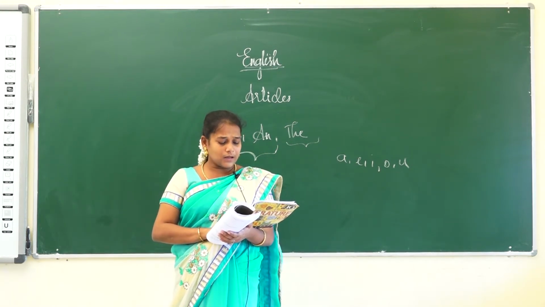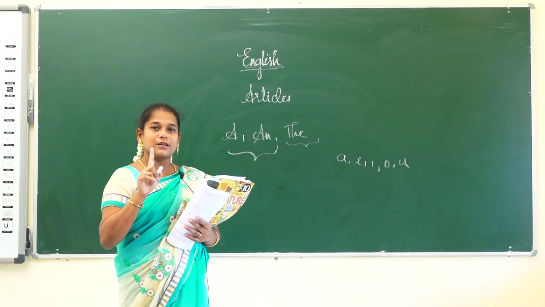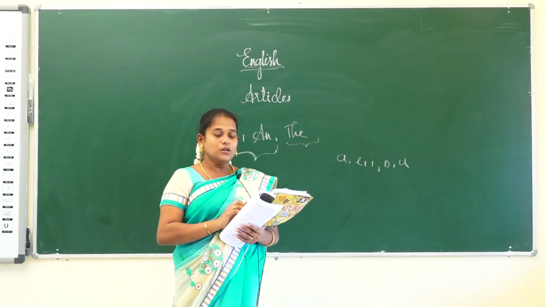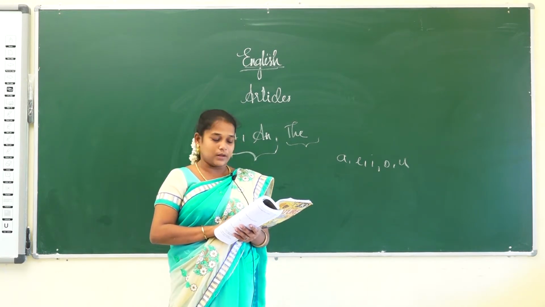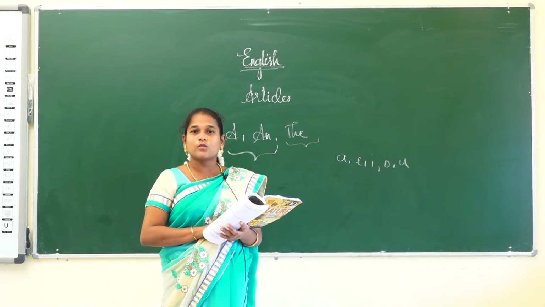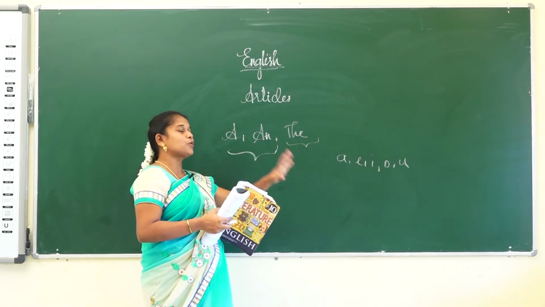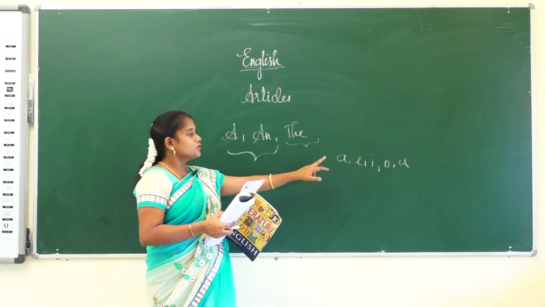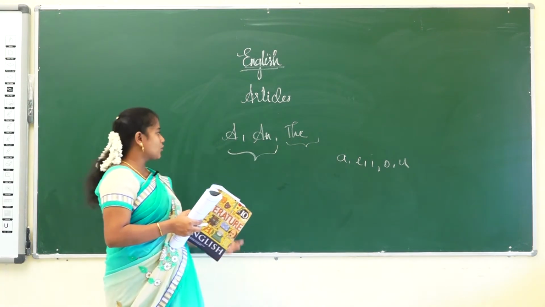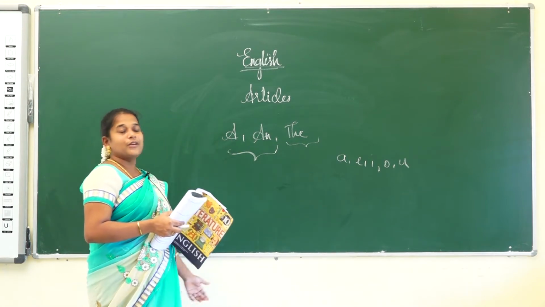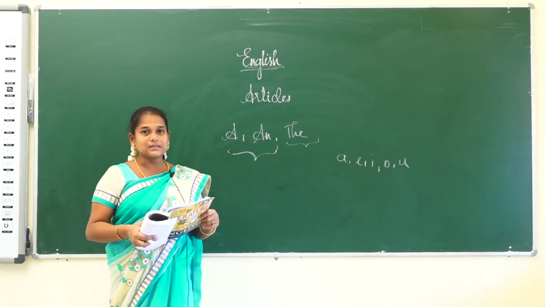We can use an with a singular noun or adjective which begins with a vowel sound. A and an represent only one thing, and that is called singular. When it begins with a consonant sound, we will use the term a. Apart from A, E, I, O, U, all the remaining sounds are considered consonant sounds. So, we will use the term a. When we have the vowel sound A, E, I, O, U, we will use the term an. So, this is a difference you have to know.